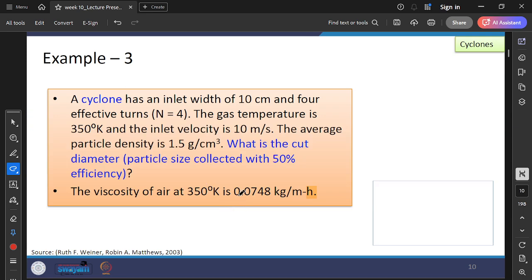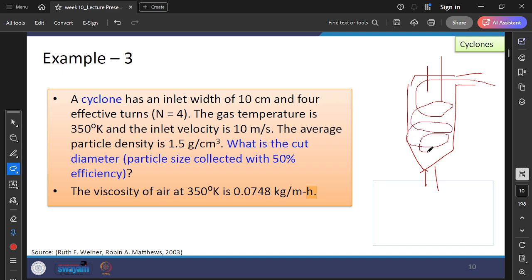Okay, so I'm moving to the third question. A cyclone has an inlet width of 10 centimeter and 4 effective turns. You know the cyclone separator, it will be like this, right? There will be a hopper, an inlet and an outlet. Air will come through this, go for some turns, and particles will settle while air will move up. That's the cyclone separator.